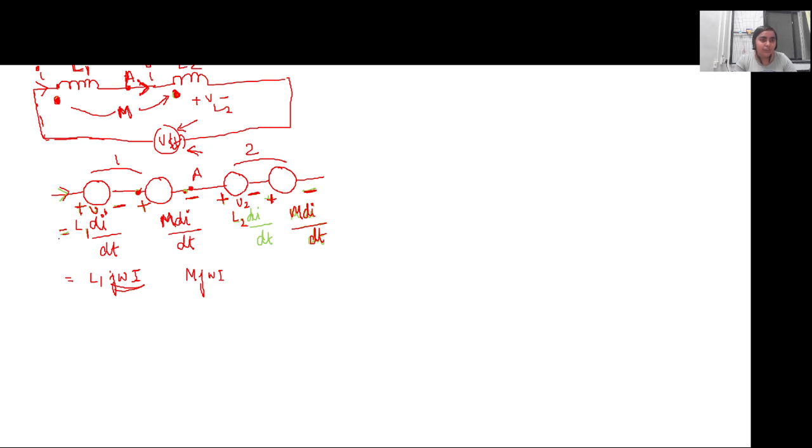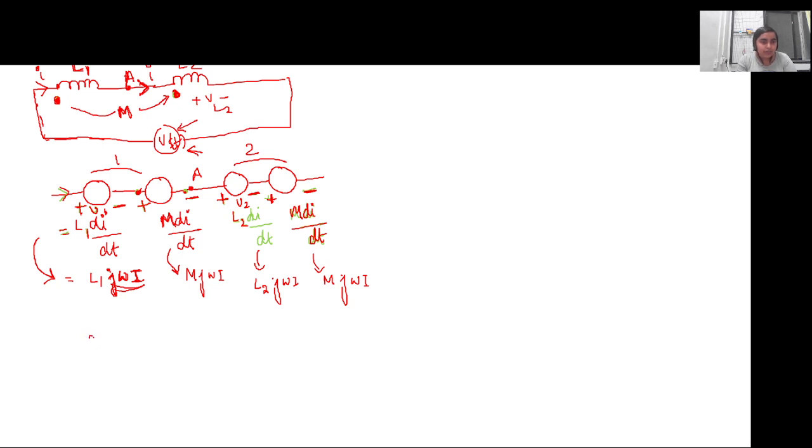Now, when we solve the equations of the circuit, it is difficult to solve them as a differential equation, right? So we converted it to the frequency domain. This di by dt is written as j omega into I, which is in the frequency domain. It is the same for mutual inductance, it will be M j omega I. In this case, this will be L2 j omega I, and this will be M j omega I. All the current is I because both inductors are connected in series.